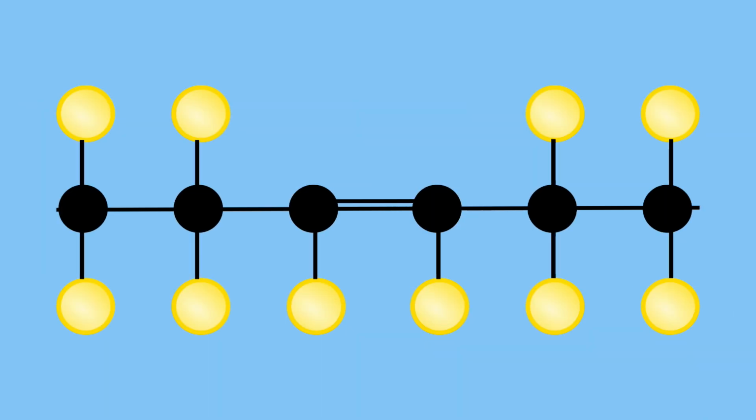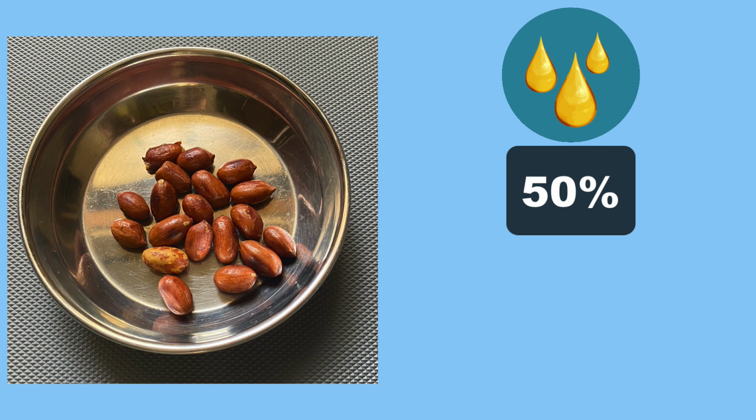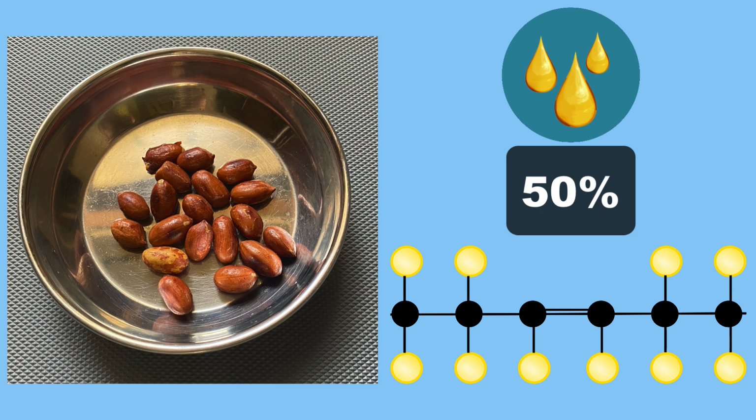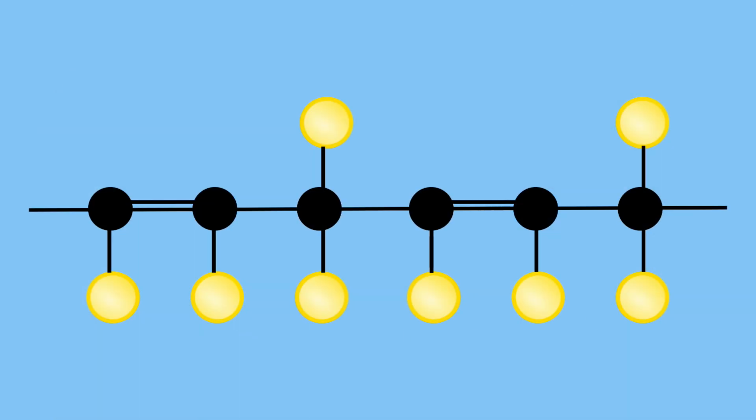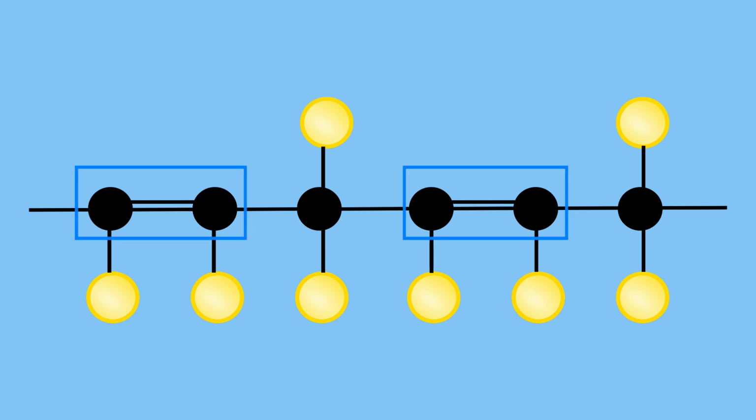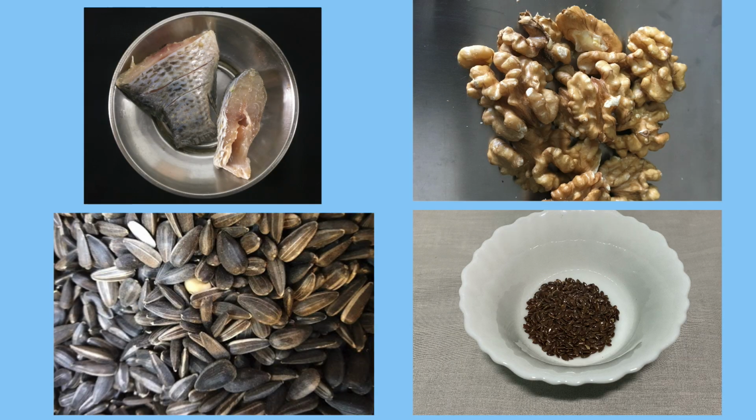There are monounsaturated fats which have only one unsaturated carbon pair. More than 50% of the fat in peanuts is monounsaturated. About 60 to 80% of the fat in olives is monounsaturated. There are polyunsaturated fats which have multiple unsaturated carbon pairs. They are found in fish, walnuts, flax seeds, sunflower seeds, etc.